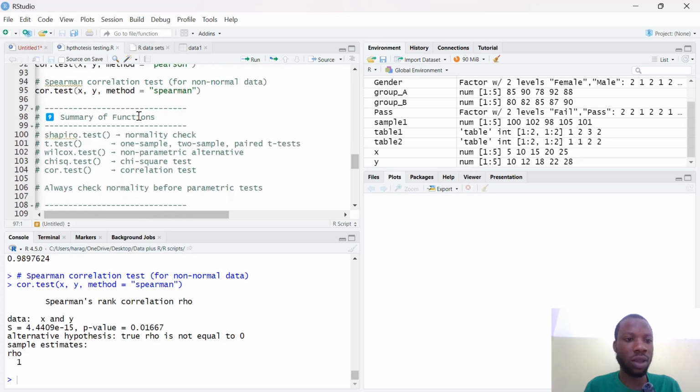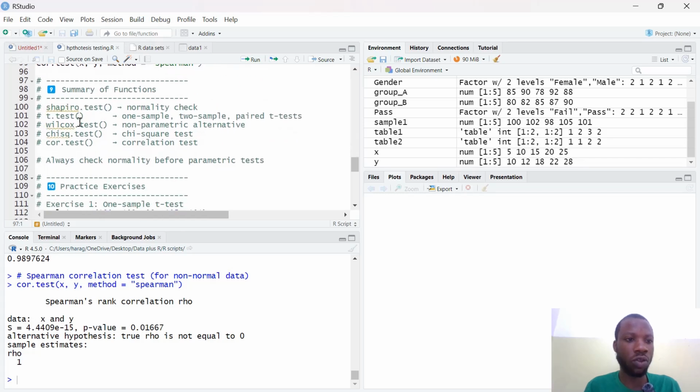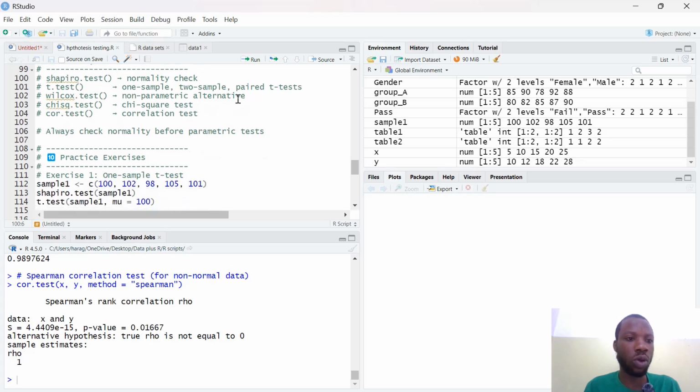And also those are the summaries of the functions we have used. There are Shapiro.test for normality check, t-test for one sample, two sample, and paired sample. Wilcoxon, those are Wilcoxon tests, the non-parametric alternative. Once you see that the data are not normal, there is another option to jump to the Wilcoxon non-parametric test. And chi-square is for association between two categorical variables. Correlation is for looking at the relationship between two numerical or continuous variables.